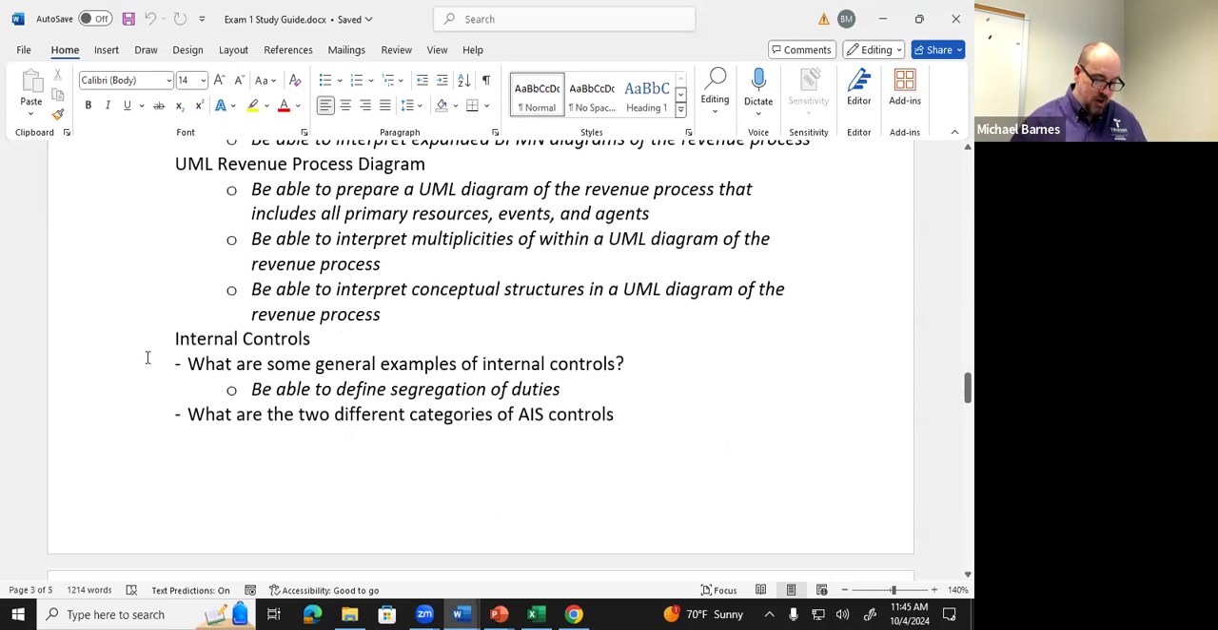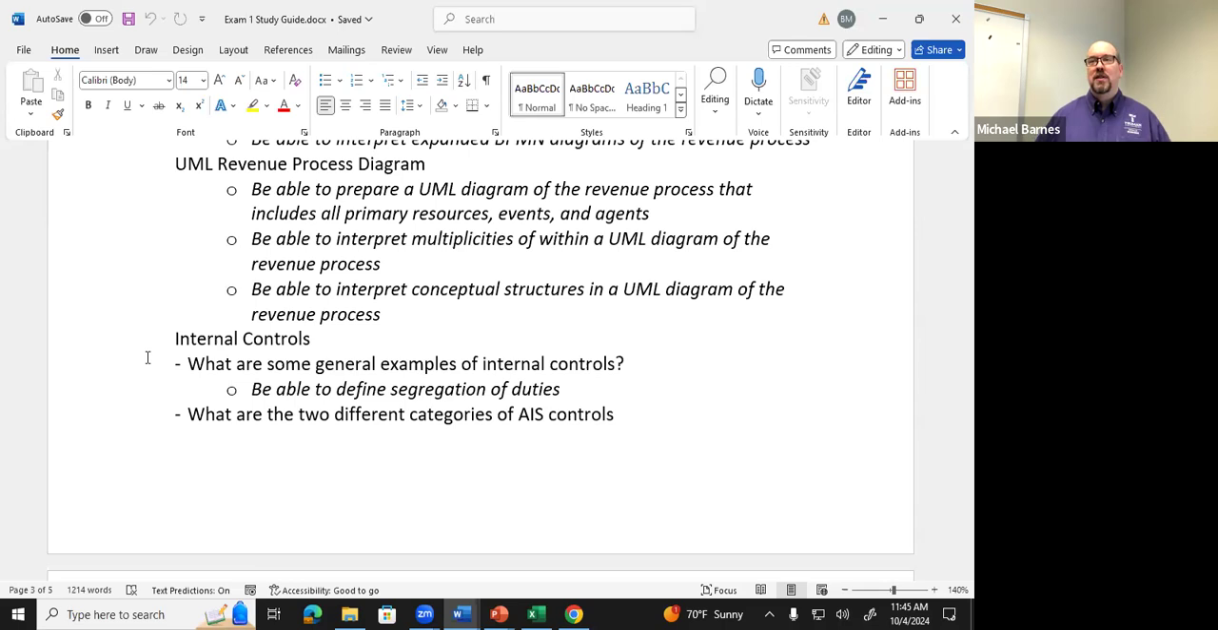Internal controls. What are some general examples of internal controls? So remember, we've talked about those with all 3 process areas, so be familiar with those. Certainly be able to understand and interpret the difference between access and application controls. That's one of the most important things. Those relate to IT controls because IT controls is a big focus of this course. So make sure you understand the difference between general/access controls and application controls. That's one of the primary things.